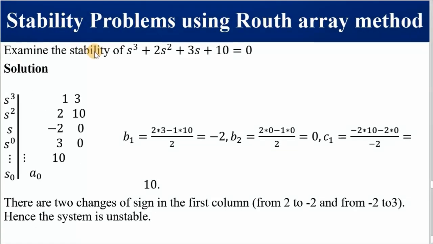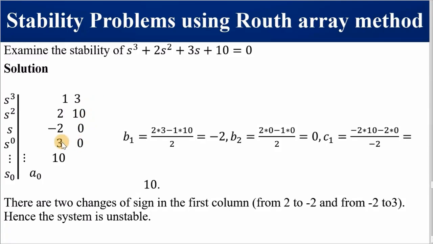And another example, slightly different: examine the stability of this system. This is a characteristic equation, and we are going to form the Routh-Hurwitz array. Please take note of the highest power of s down to the least power of s. We have A0, A2, the coefficients, and the coefficient of s to the power 0 is this. Now we calculate B1. B1 is 2 times 3 minus 1 times 10. This gives you minus 2, so we put a minus 2 there. This is equal to 0 because there is no term. There is a 0 there, a 0 there, and also a 0 there.